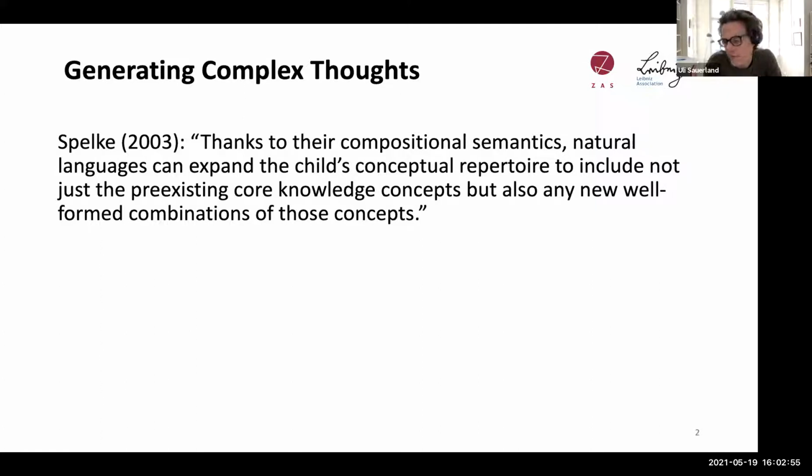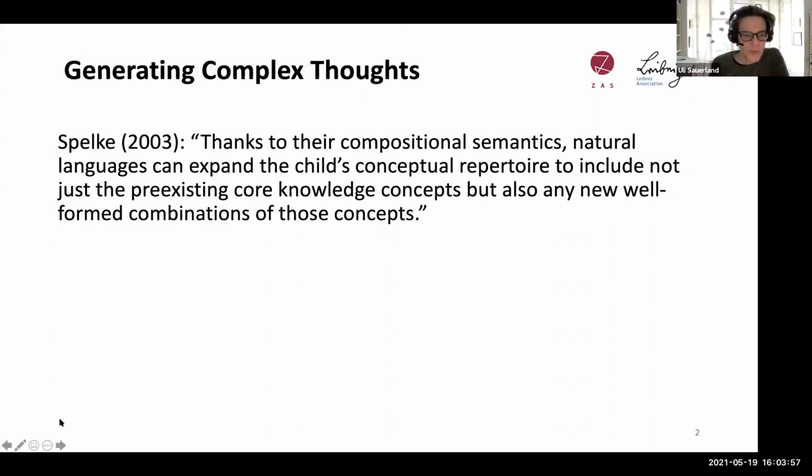One view that is very prevalent amongst linguists, but most clearly articulated by Liz Spelke in a 2003 paper, is that language is crucial to generate complex thought, and in particular, the compositional semantics. So she says, thanks to their compositional semantics, natural languages can expand the child's conceptual repertoire to include not just the pre-existing core knowledge concepts, but also any new well-formed combinations of those concepts. Her perspective from developmental psychology is that there is a big jump between the pre-linguistic child and the linguistic child.